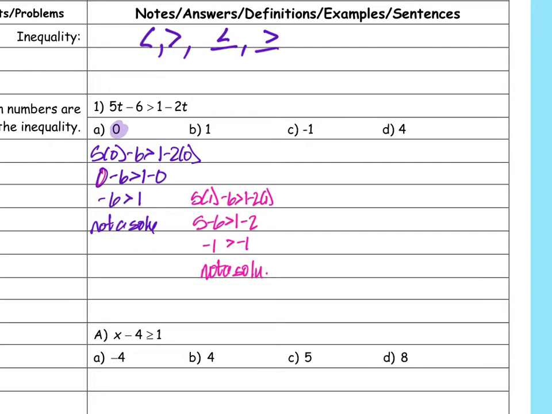Sorry. Okay. And now I'm going to plug in -1, and I'll come back up here. So I've got 5 times -1 minus 6 has got to be greater than 1 minus 2 times -1. So I've got -5 minus 6 is greater than 1 plus 2. Is -11 greater than 3? Let's see. No.